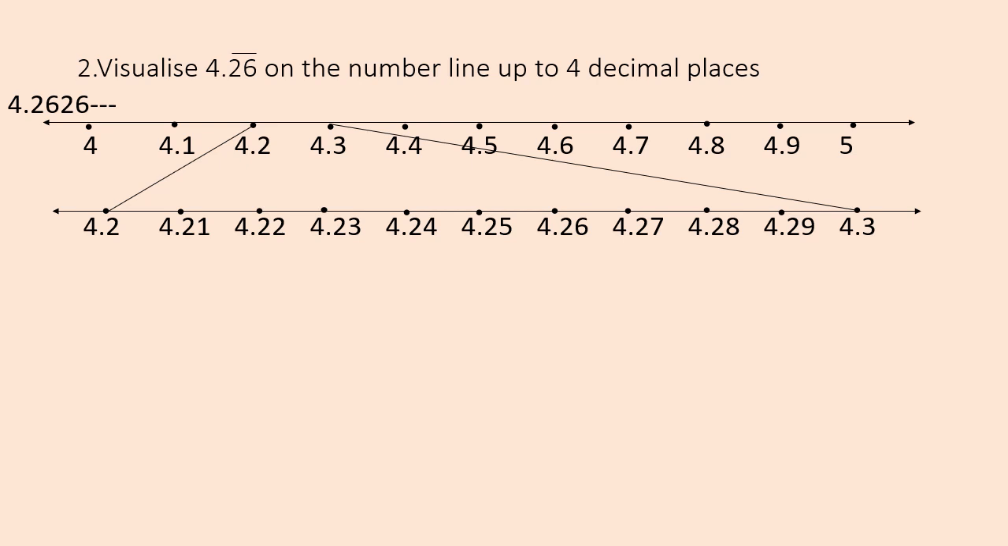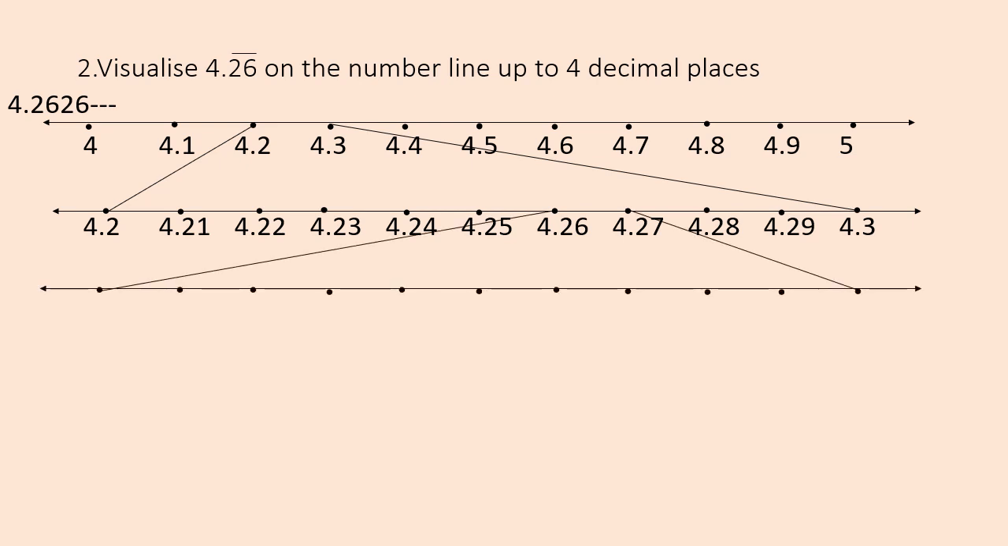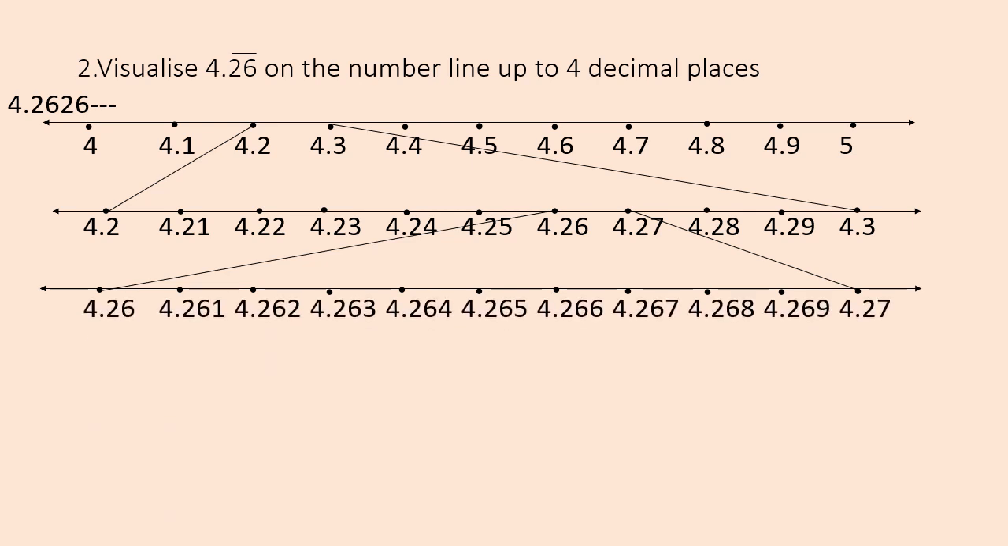Now, since the second decimal is 4.26, that means you have to magnify in between 4.26 and 4.27. Again, that part you have to divide into 10 equal parts and number them 4.26, 4.261, 4.262, etc., 4.269, 4.270.